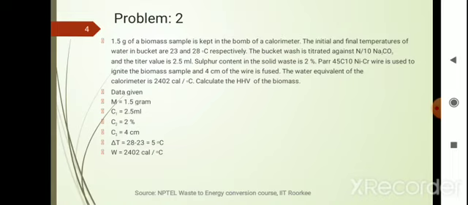And water equivalent of calorimeter is 2402 calorie per degree Celsius. So that is the constant which is obtained either from the supplier of calorimeter or is calibrated using some standard biomass like benzoic acid. So this is the given data. We have to just directly apply the equation.